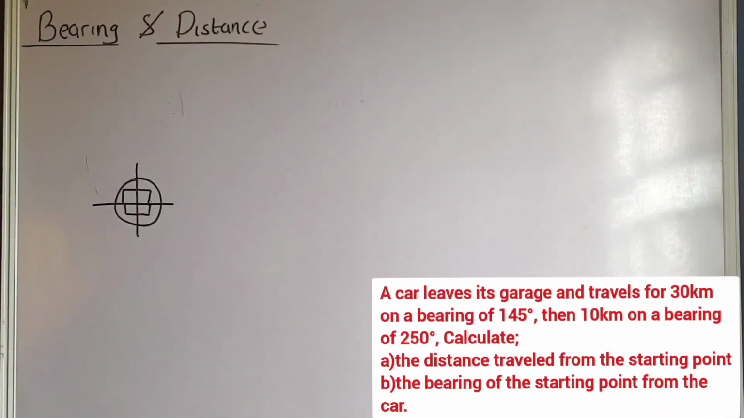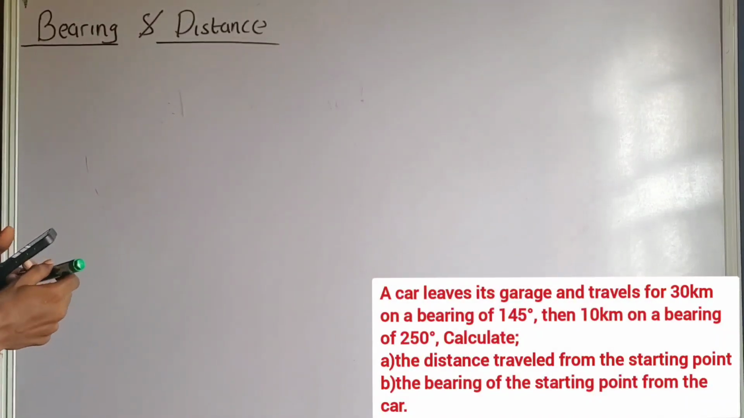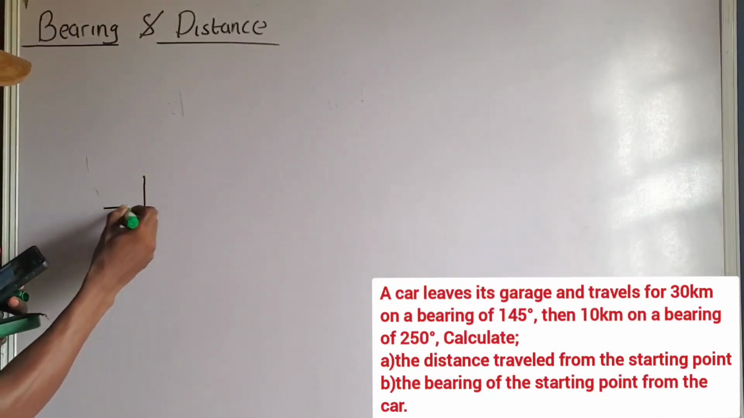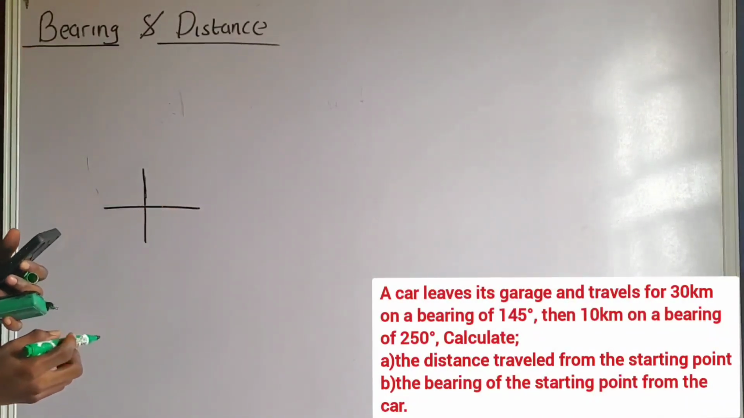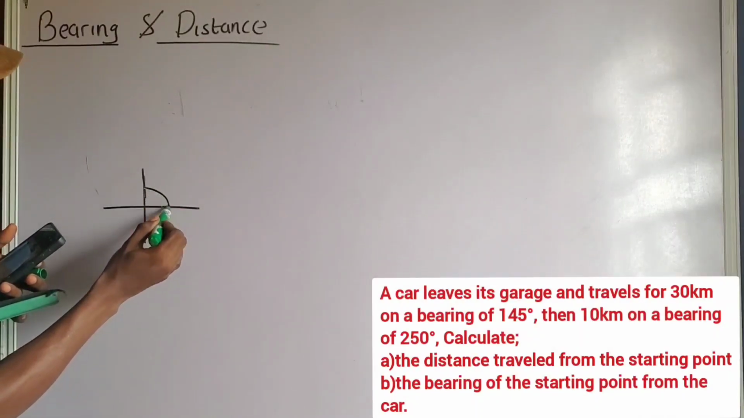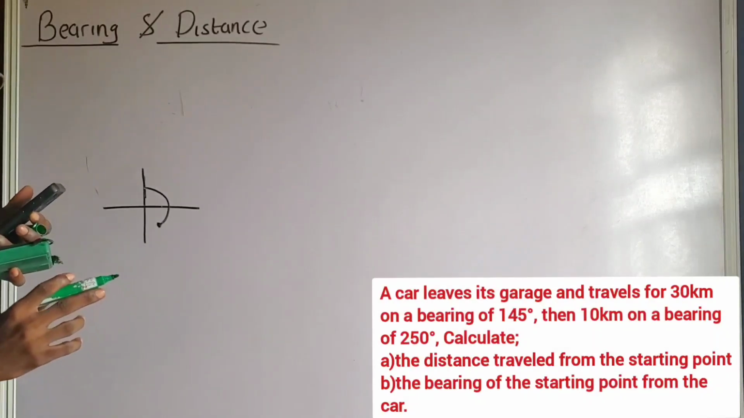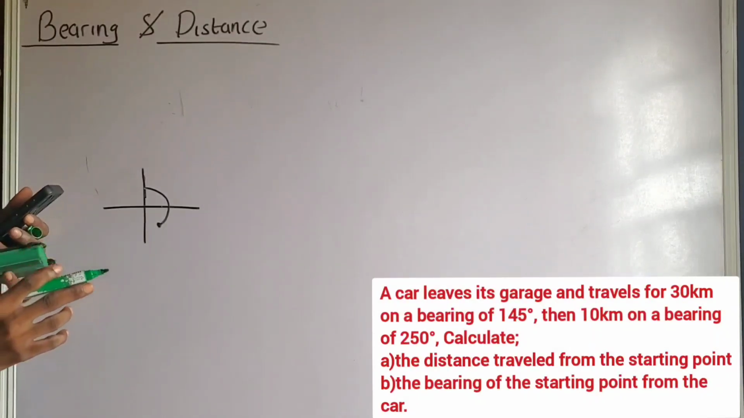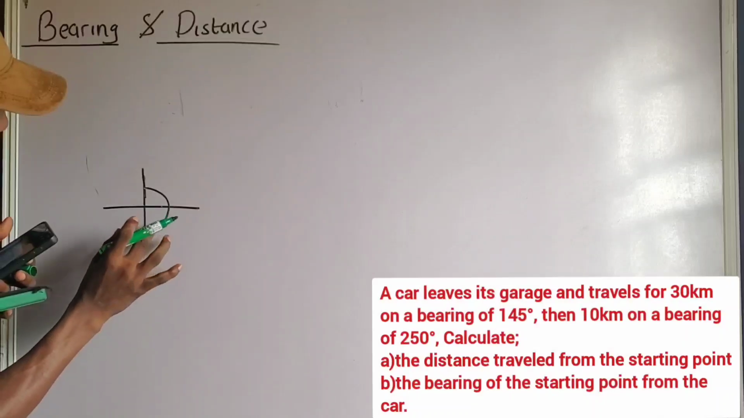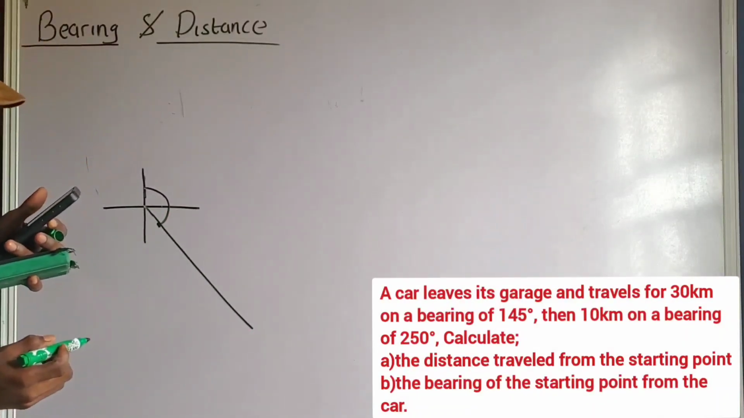Now we are going to draw the cardinal points and measure 145 degrees. 145 degrees will be around this side. Do you understand? So it leaves its garage and travels for 30 kilometers on a bearing of 145 degrees, so we're going to do something like this. The distance is 30 kilometers.